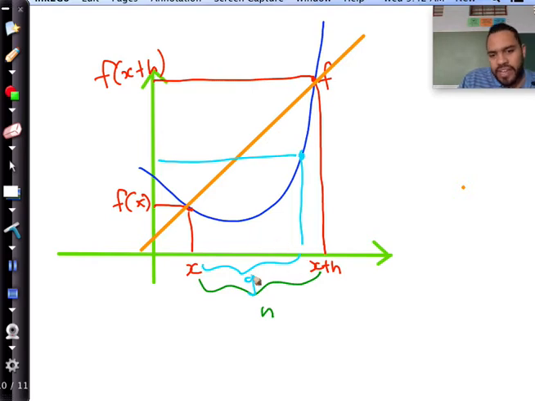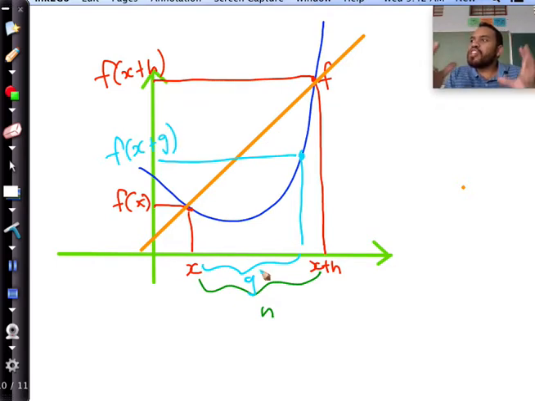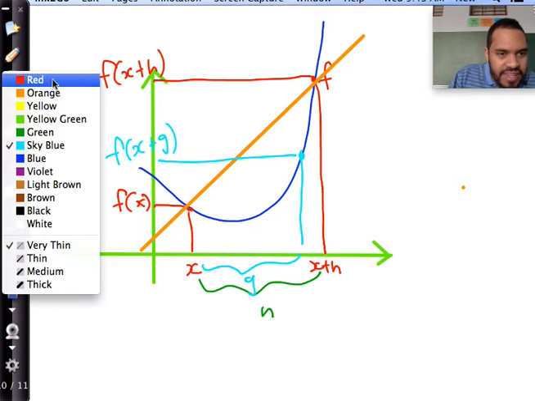So if I look at that, this point here will be f of x plus g. Now what has happened to that distance h when it becomes g? It decreased. It became smaller. It decreases, right?